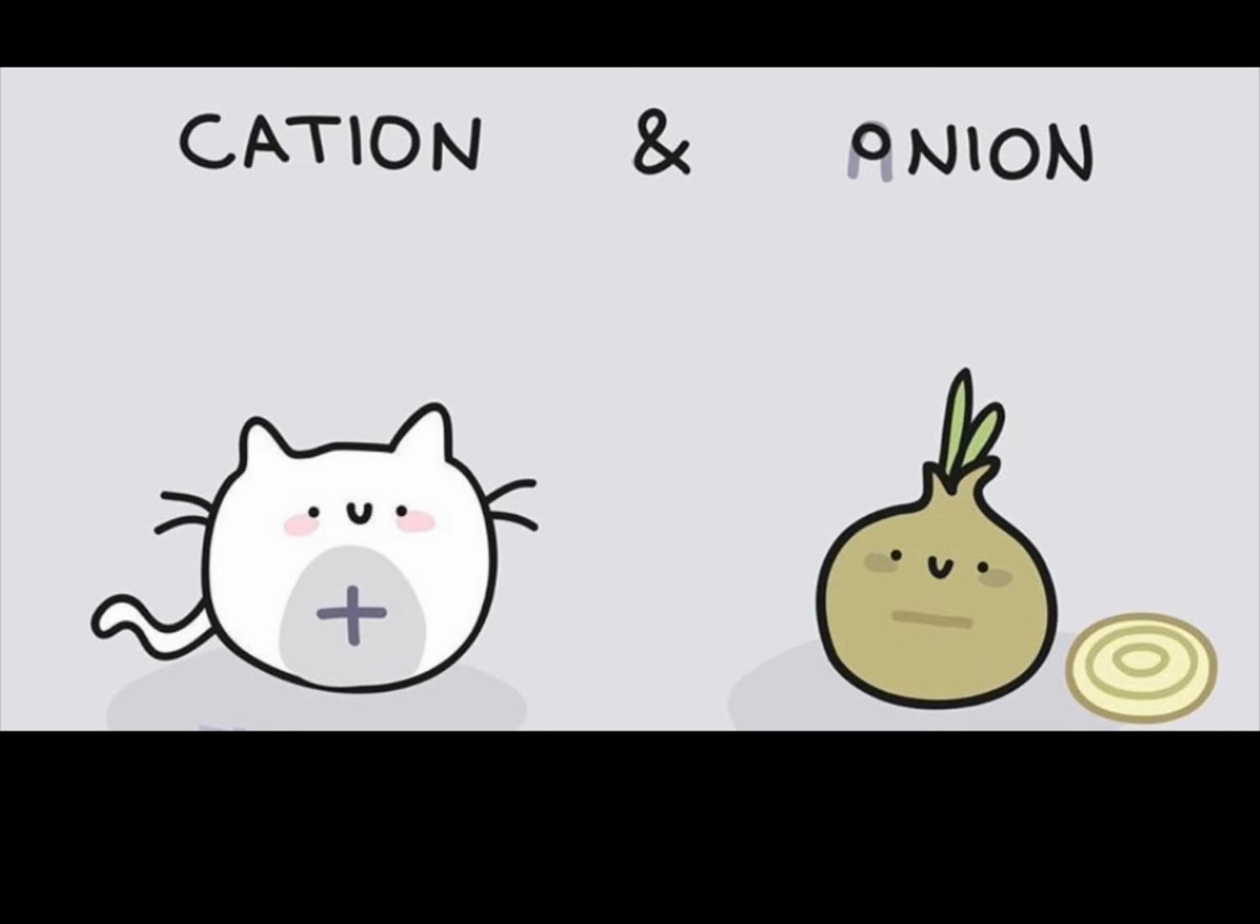One way to remember cations are positive is by replacing the T with a plus sign, which would make it look like ca+ion. But my favorite way to remember is to think of cations as a happy cat, a positive ion, and anions as grumpy onions, or negative ions. So here you can see that this atom is a cat, which is positive, and kind of a grumpy onion.